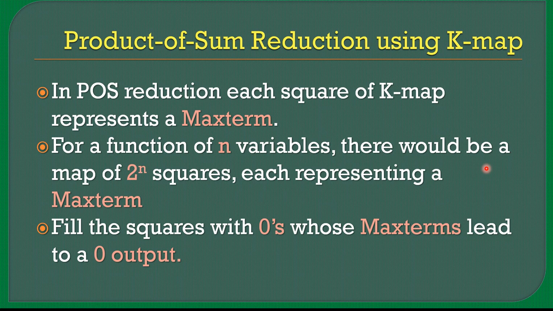So it is the same as SOP reduction. Fill these squares with zeros whose max terms lead to a 0 output. So it is just the opposite of SOP. Everything is just the opposite of SOP reduction. In POS reduction, you have to fill the squares with 0 whose max terms lead to the output 0. So if you see a question with max term numbers in canonical form, you have to fill the K-maps with zeros instead of 1s. We will see this in detail.